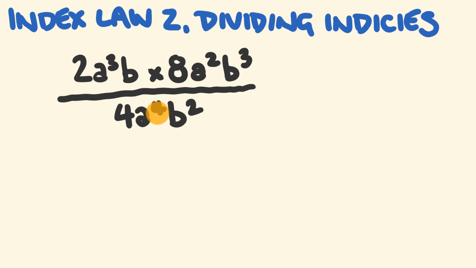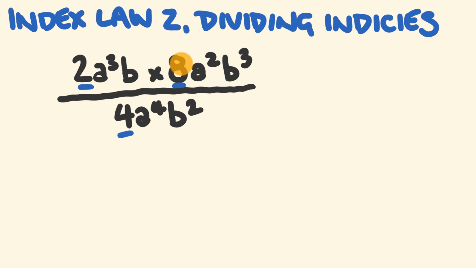Cool. So let's go through and solve this using index law 1 and index law 2. Remember, if we are multiplying, we're going to add the powers together, and if we're dividing, we're going to subtract. So the first thing we're going to start with is the coefficients here. So we have 2 multiplied by 8 divided by 4. So we can do that in one hit.